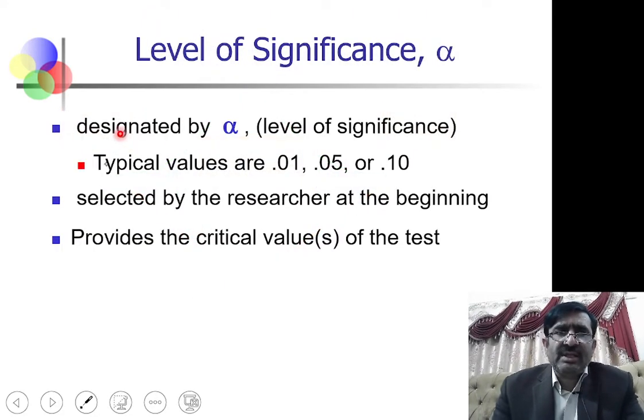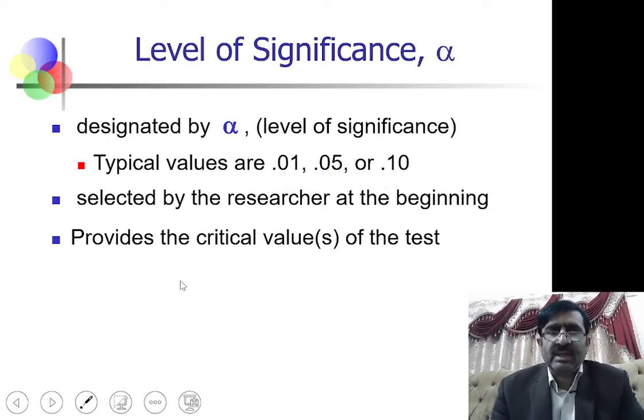Now we can see that the value of alpha we have to define in the start, how much accuracy you need, how many people against the witness you can neglect, 1%, 5% or 10%, accordingly it will be applied.